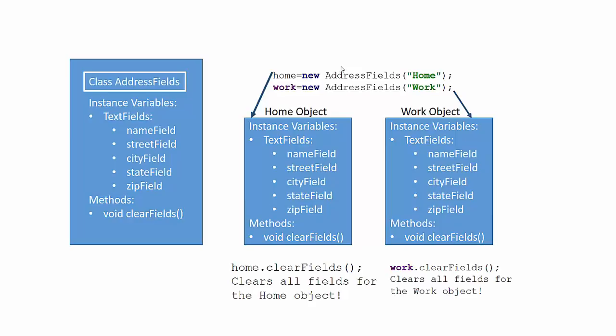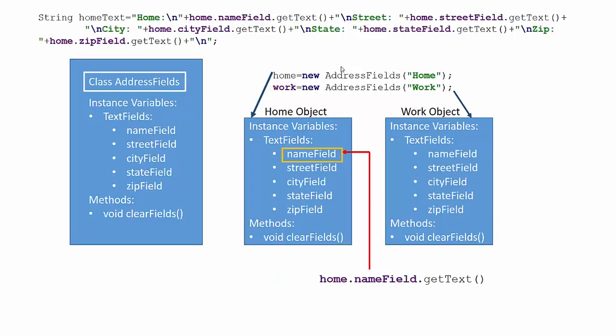Then when I do work.clearFields, it's going to access those unique individual variables just for the work object. So there's that box called work object someplace else, and it's going to access all of those fields and clear them all. That's how object orientation works. We've got a class called AddressFields, and we can create as many objects as we want: the home object and the work object. Okay?